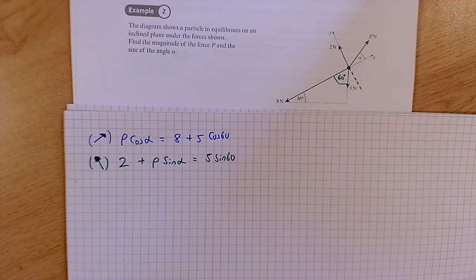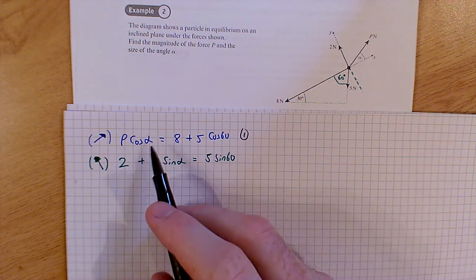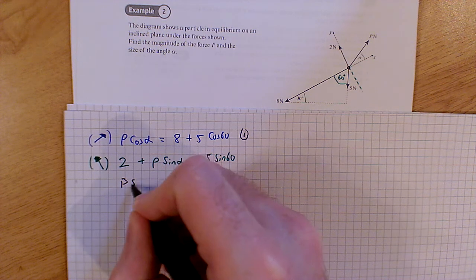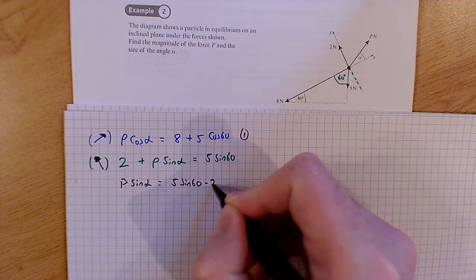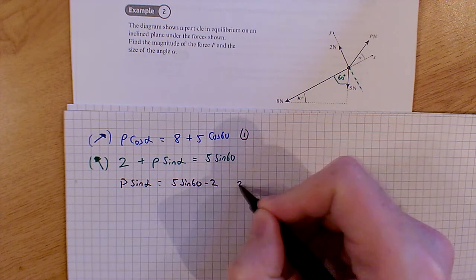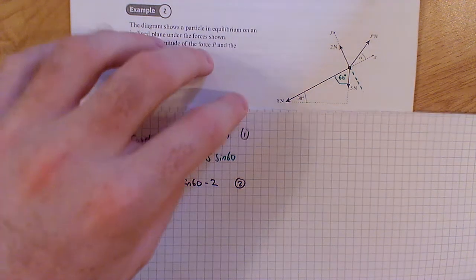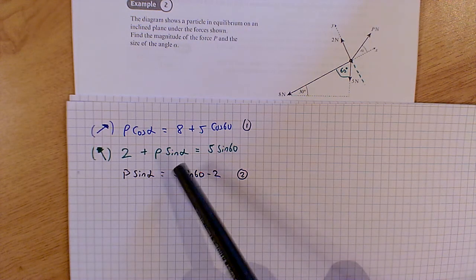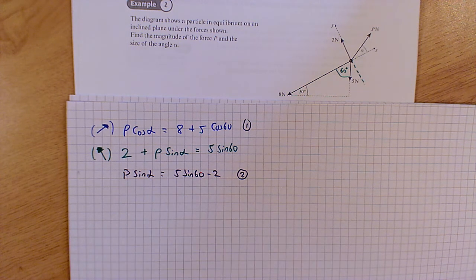What we can do is solve them simultaneously, right? If this is equation 1, we've got P cos alpha here, and we've got P sine alpha here. So if I just rearrange this to be P sine alpha equals 5 sine 60 minus 2. Of course, we can work out what that is, and we call that equation 2. Then you've got simultaneous equations. Not very standard simultaneous equations, but simultaneous equations nonetheless. And the way to solve simultaneous equations, if you've got something multiplied by sine alpha and something multiplied by cos alpha, is that you divide those equations.